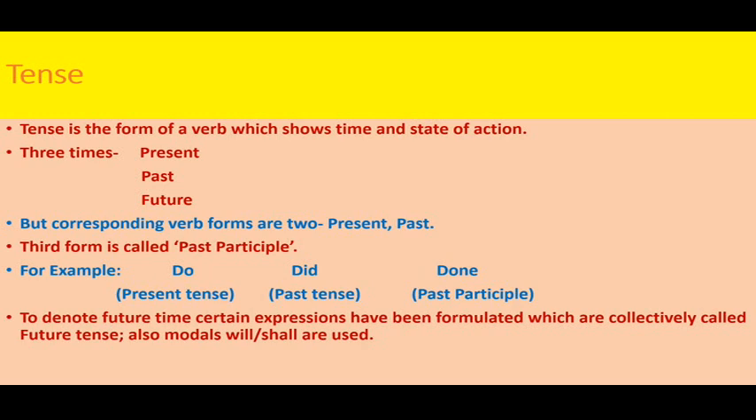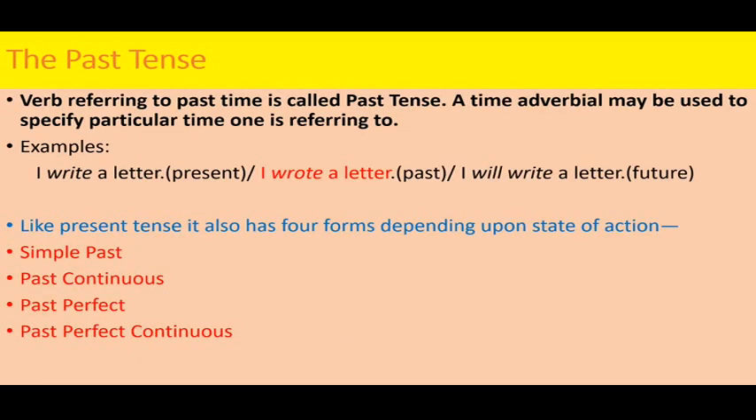So in English language and English grammar, to denote the future time, certain expressions have been framed by the grammarians which are collectively called future tense. Besides these formulations, the modals like will and shall are also used to represent the future tense. So let us learn about the past tense.